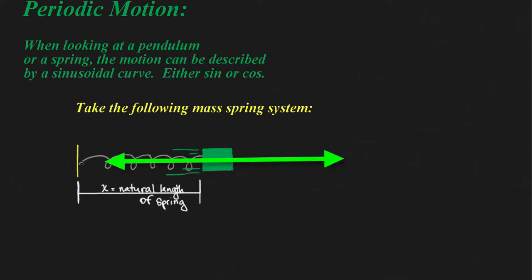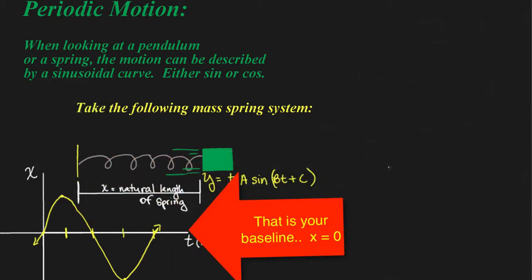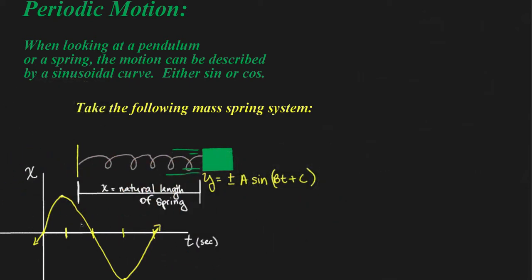We're going to have the spring attached to a fixed end, and this mass is going to be on a frictionless surface, going back and forth. This x distance, the natural length of the spring, corresponds to the 0 point on the x-axis of the graph. When we fully stretch it out or fully compress it, we get the amplitude of this graph, the A. You should remember the amplitude to be the highest point or the lowest point. Just take the absolute value of this coefficient to get the amplitude.